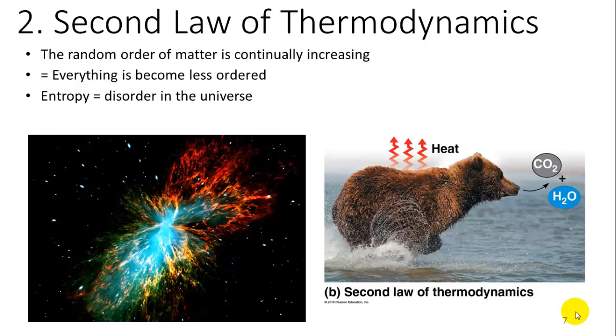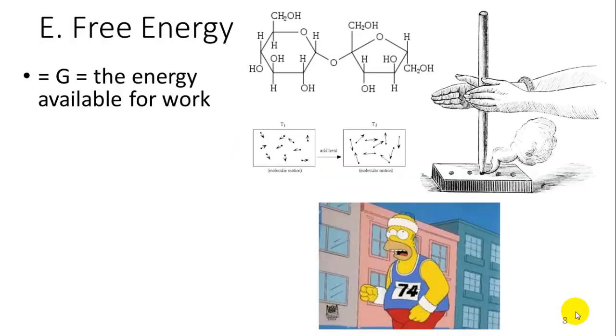So we have ways to measure this, and we use symbols to describe different things. The capital G is a representation of free energy, or the energy available for work.